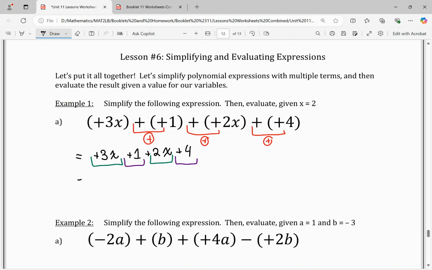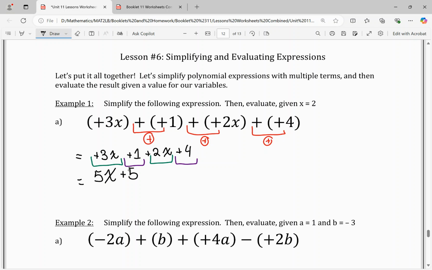So let's start with our green, 3x plus 2x. Remember that when collecting like terms, all you need to do is add the coefficients, that is the numbers behind the variable, and 3 plus 2 is equal to 5. Also remember that the variable itself is unchanged. Now let's add our constants together. 1 plus 4 is equal to 5 as well. So the answer is 5x plus 5.